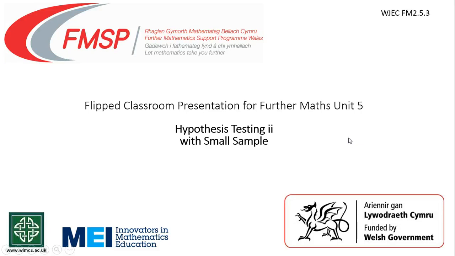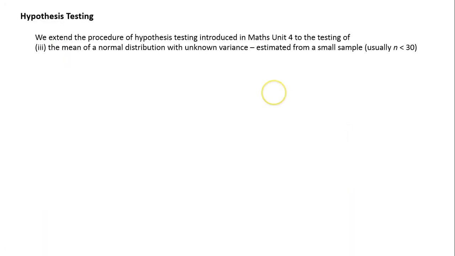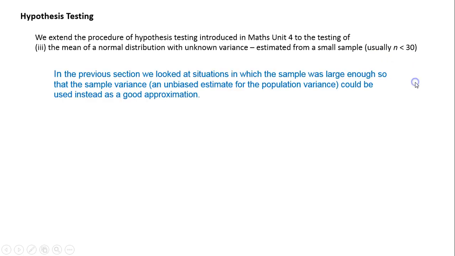Flipped classroom presentation for Further Maths Unit 5, Hypothesis Testing 2 with small samples. We extend the procedure of hypothesis testing that was introduced in Maths Unit 4 to the testing of, this time, the mean of a normal distribution with unknown variance and estimated from a small sample, usually less than 30.